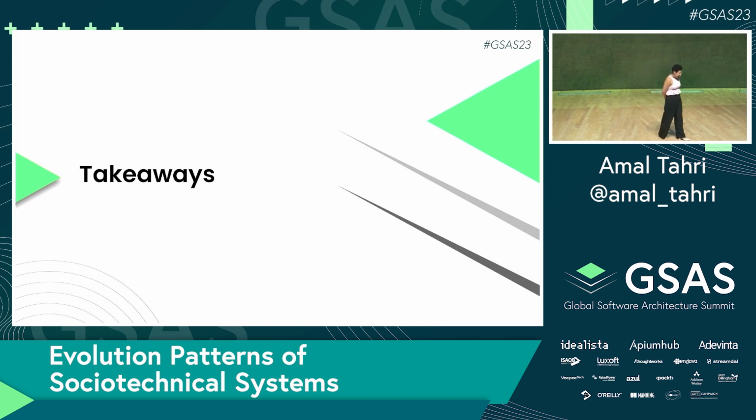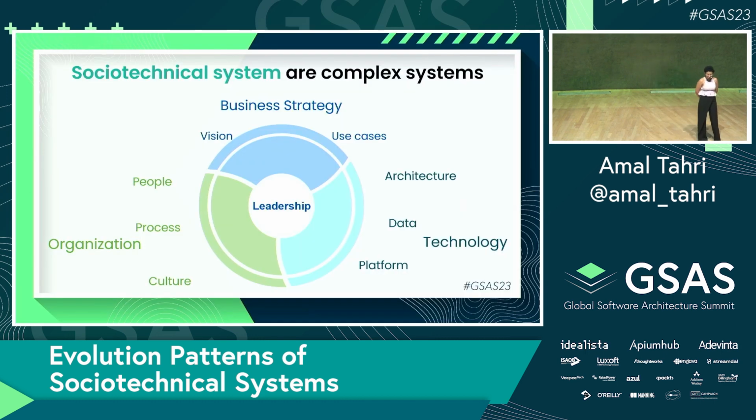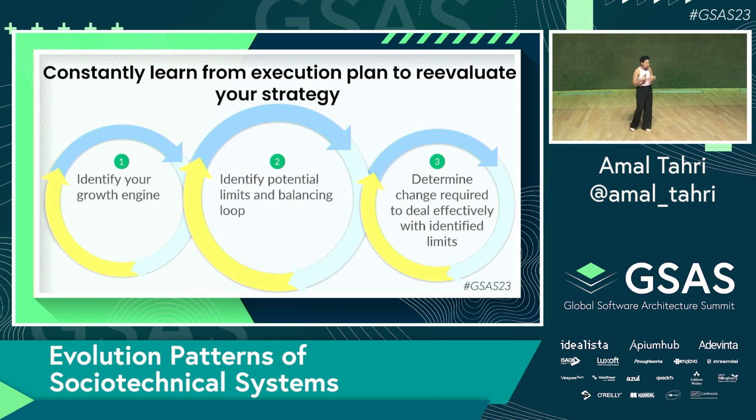So as takeaways, I want to finish with: we love frameworks. Socio-technical systems are complex systems. They have 3 core components: the business strategy, the architecture and technology, and the organization. You need to align these 3 for any change to be successful. You need to constantly learn from the execution plan and reevaluate your strategy.